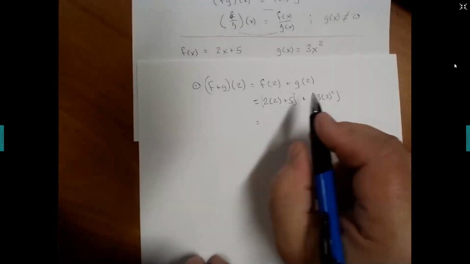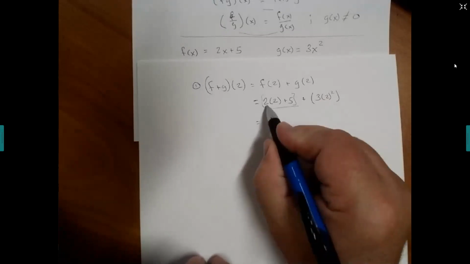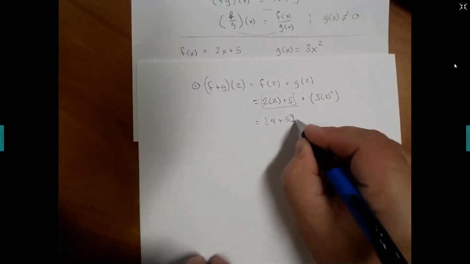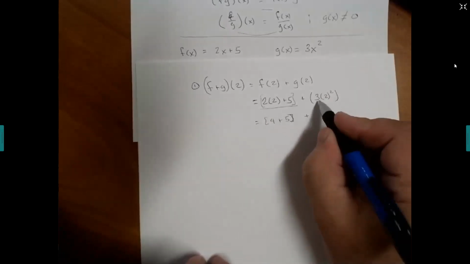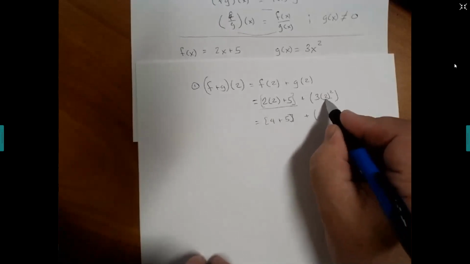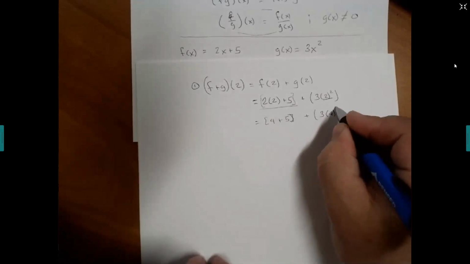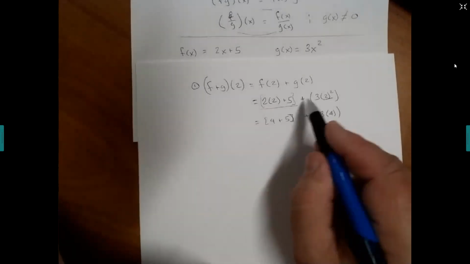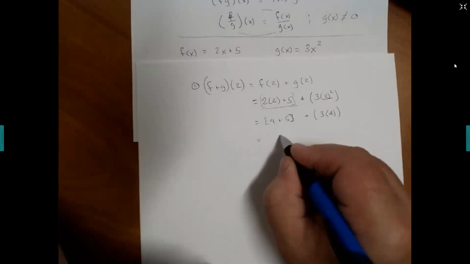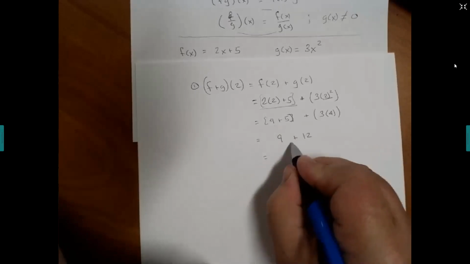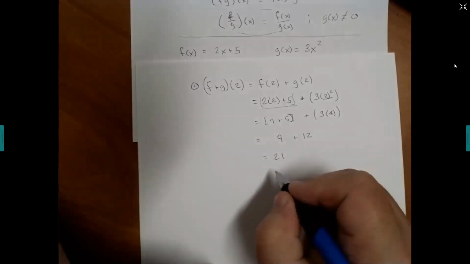So I'll work them out separately. The first equation, 2 times 2 is 4, plus 5. Order of operations in the second one, do the exponent first. So it's 3, 2 squared is 4. Notice I'm treating both of them separately because they're separated by a plus. They're two different equations. 4 plus 5 is 9. 3 times 4 is 12. 9 plus 12 is 21.